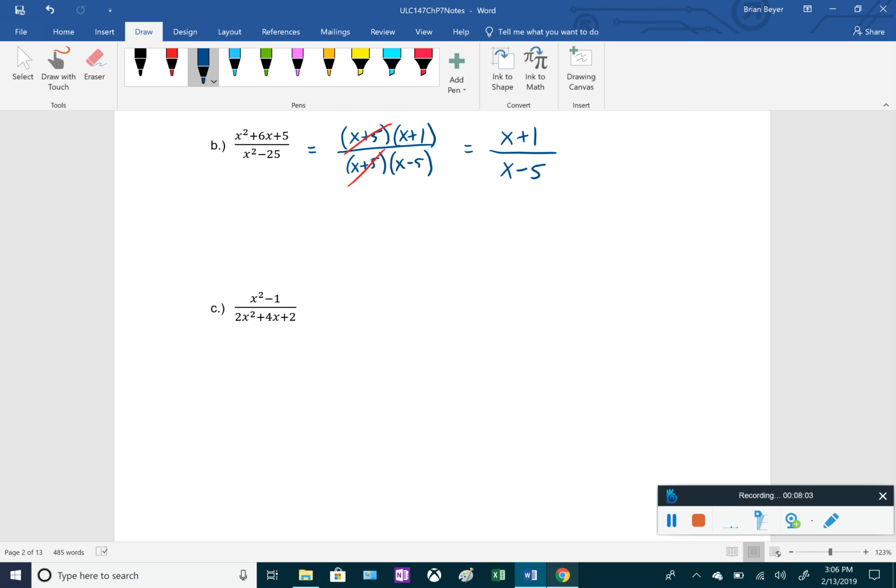So that's simplified. We don't need the parentheses in the numerator or denominator. Setting this denominator equal to 0, we can just set the factored version equal to 0. So x plus 5 equals 0, and then you set x minus 5 equal to 0 separately. You would end up getting negative 5 and positive 5. So those are the values that we have to omit here. So we have to exclude negative 5 and positive 5 from the domain.